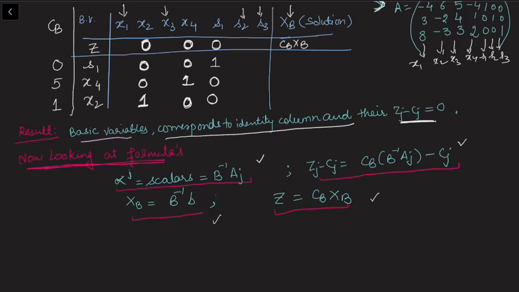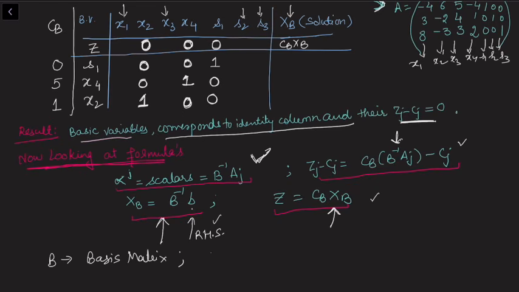And as we can see, for the calculation of XB, we need to use this formula, and this is based on B inverse. This small b is the right hand side. But let us first calculate what is capital B inverse, and for the scalar also we require B inverse, and for this formula Zj minus Cj also we require B inverse.